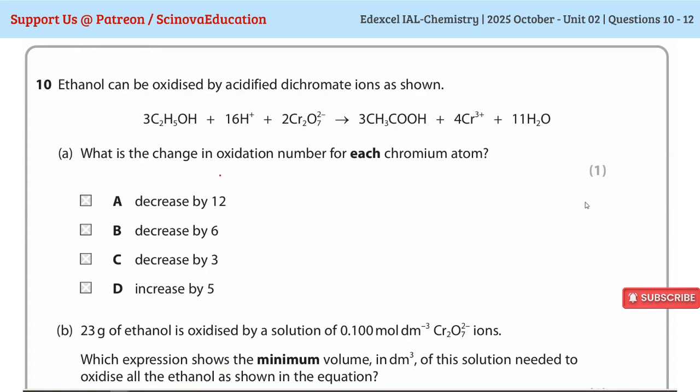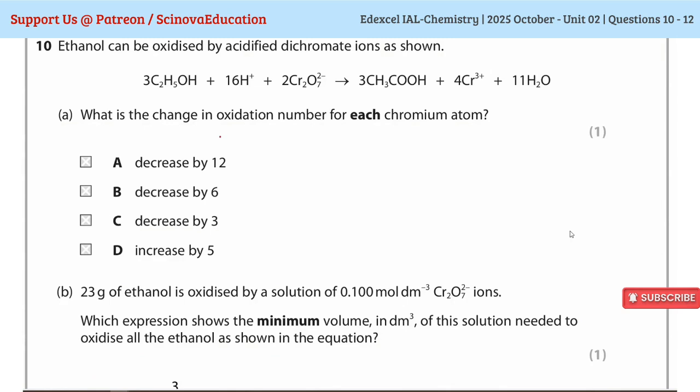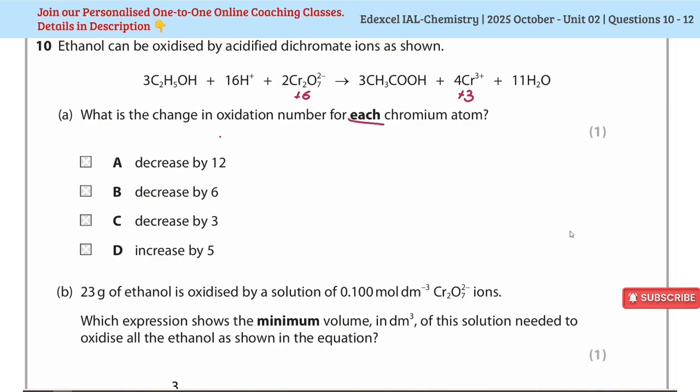Ethanol can be oxidized by acidified dichromate ions as shown, and the balanced chemical equation for the reaction is given here. What is the change in oxidation number for each chromium atom? Here in dichromate, chromium is in its +6 oxidation state and chromium 3+ is in the +3 oxidation state, and there is a difference of 3 and that difference is a decrease. So the answer is option C, decreased by 3.